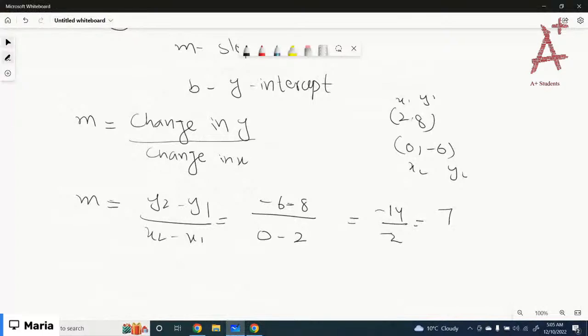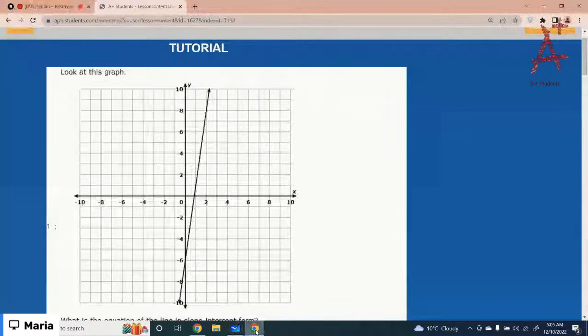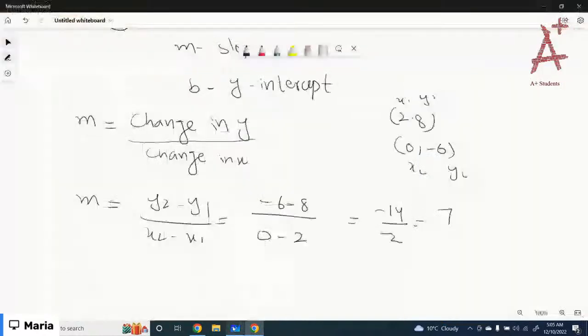Got it? Now we have to find the y-intercept for the graph. So just look at the graph. The y-intercept is the point where the graph is touching the y-axis. Got it? So the y-intercept is negative 6, because here is the point where the graph is touching the y-axis, that is negative 6. So the y-intercept is negative 6.